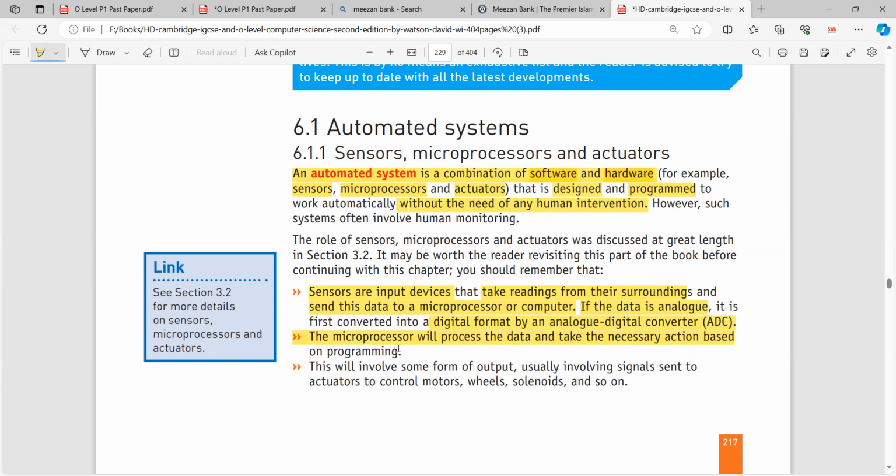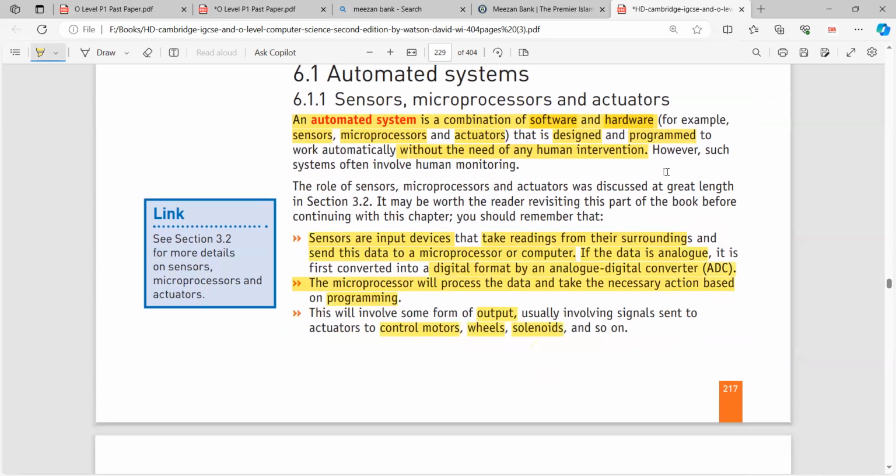Then, just as the data is received, the microprocessor is going to process it and take necessary actions based on that. This involves some form of output, involving signals that are sent to control motors, wheels, solenoids, and so on. First of all, I have sensors. The responsibility of the sensors is to sense your environment. If certain conditions are met and an action has to be performed, it sends the information to the microprocessor, and based on those readings, the microprocessor decides whether the work has to be performed or not.